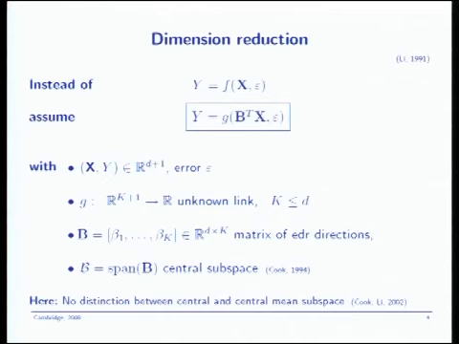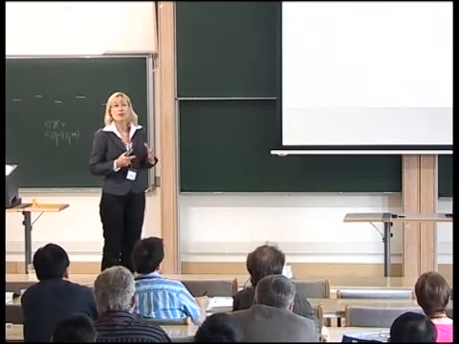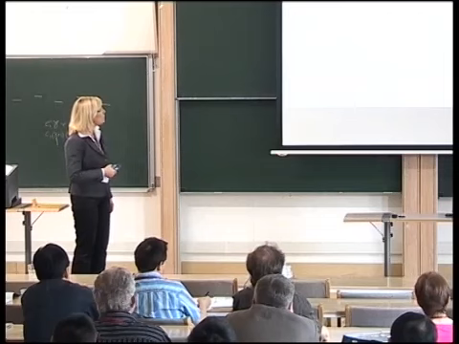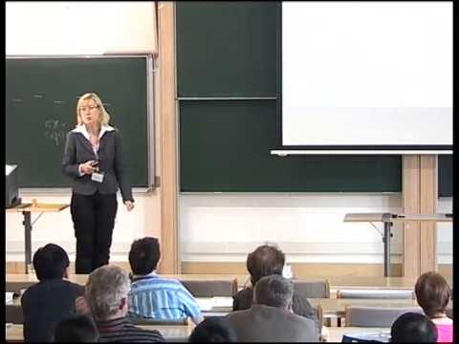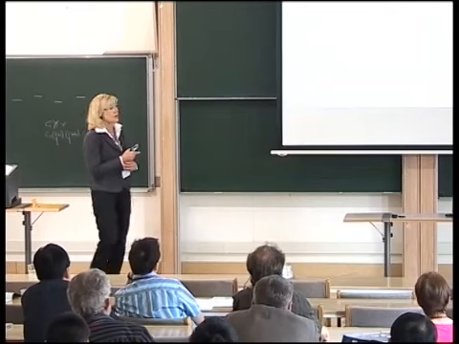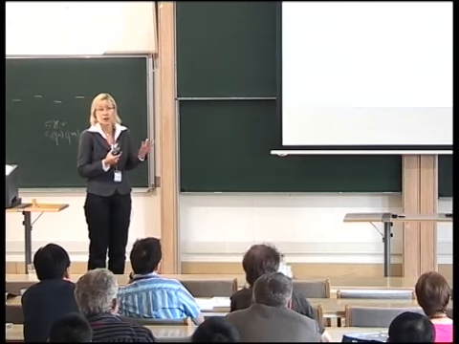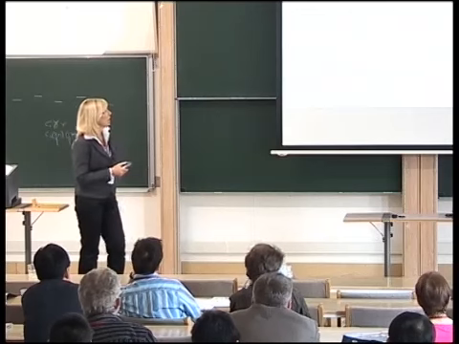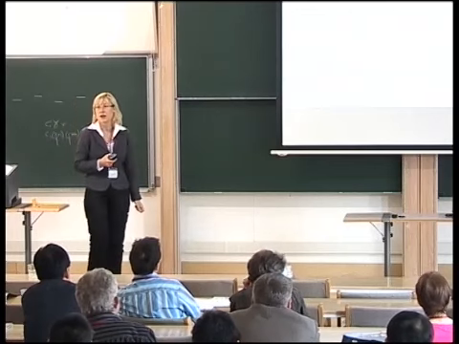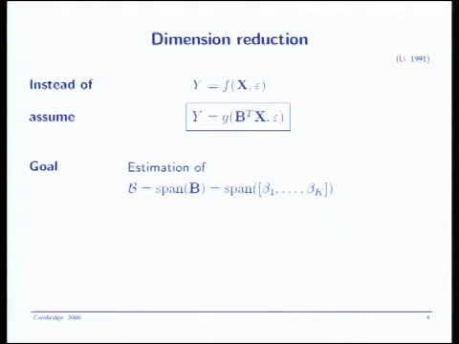Okay, so these vectors which constitute this matrix B are called the effective dimension reducing directions. And they span the so-called central subspace, or sometimes called central mean subspace. And of course, in this model of dimension reduction, it is the goal to estimate this space script B, which is spanned by the effective dimension reducing directions.